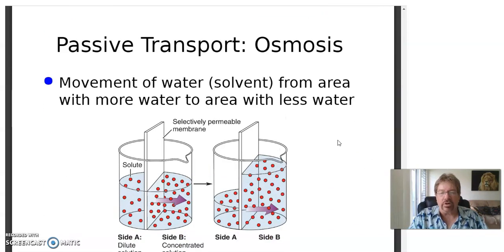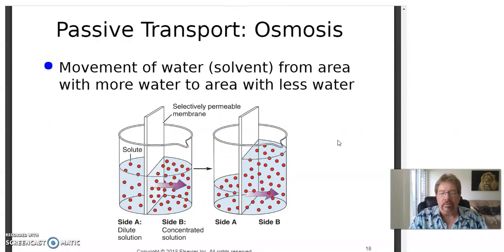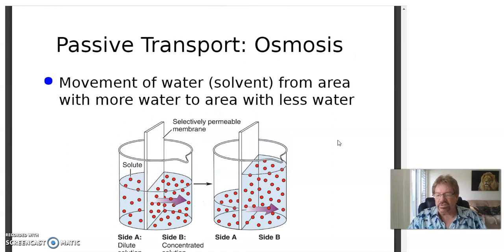Passive transport, osmosis. Okay, now osmosis is another one of these events that just occurs in nature. Again, the tendency to want to reach a point of equilibrium. Even in outer space among galaxies and stuff, that principle is somewhat at work. Okay, here's what osmosis is. It's a movement of water from an area with more water to an area with less water.